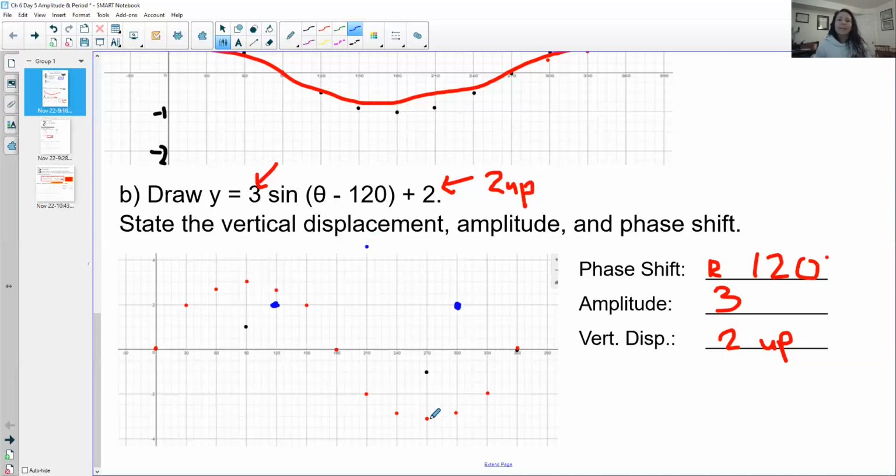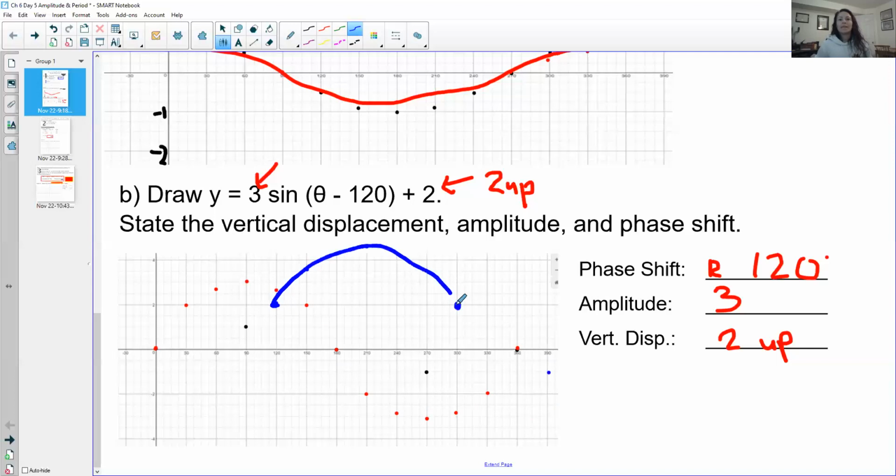Now when I get to this one, it's at 270. If I move it over 120 degrees, I would be at 390, which, yay, is over here. And then I'm going to go up 2 units. So 1, 2. Okay, I am missing some of my graph, but at least I can get the general idea of what is happening.